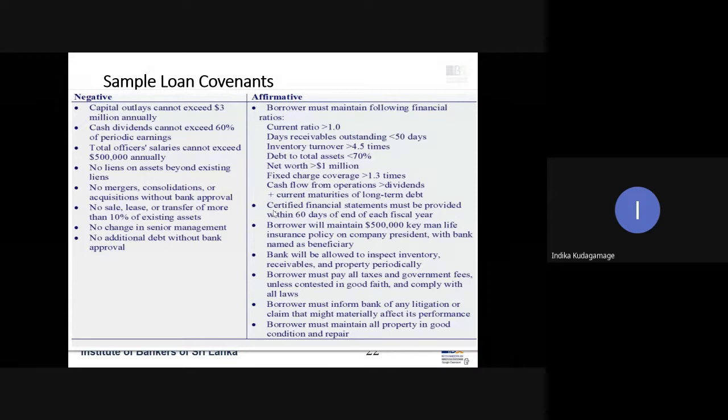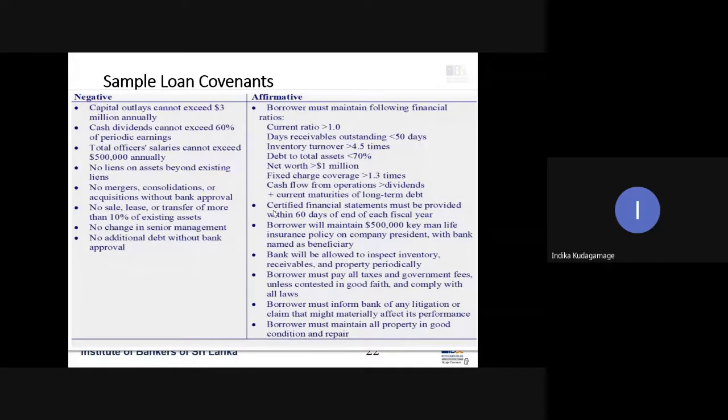Negative capital outlay. You can't invest more than this. You can't pay out dividends more than 60%. Salary not more than this. You can't give security to other places without asking us. Like that, you restrict the business. Whereas affirmative, you ask them to adhere to. It is not a restriction.